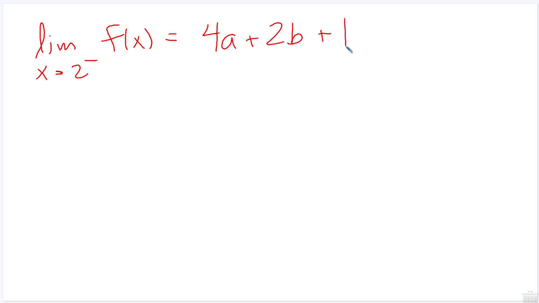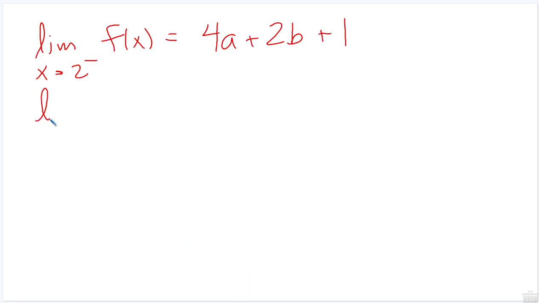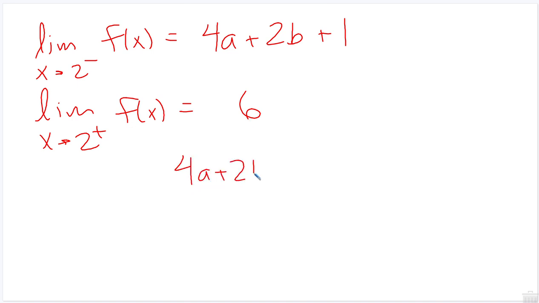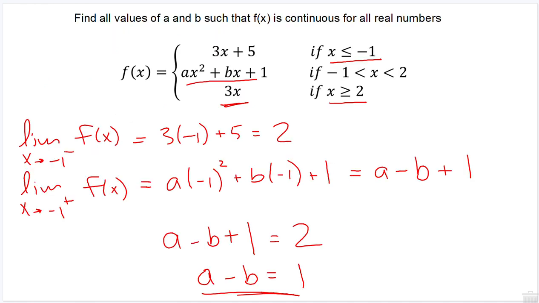plus 1. And then down below, as I approach 2 from the right, it's just going to be 6, right? The limit as x approaches 2 from the right of f of x is just going to be 6. Or in other words, 4a plus 2b plus 1 needs to equal 6. Or 4a plus 2b needs to equal 5. So now we've got two different equations. 4a plus 2b equals 5, and a minus b equals 1.